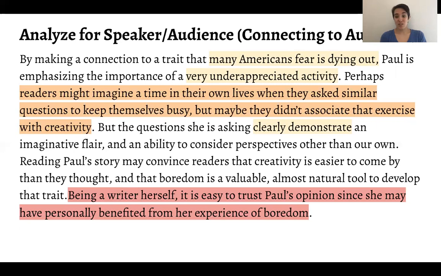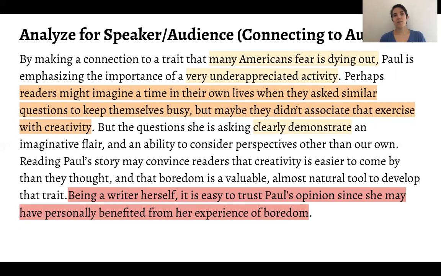It's very underappreciated. And then I'm really kind of thinking about what the reader's experience might be in my next sentence. That's why I've highlighted it orange. Perhaps readers might imagine a time in their own lives when they asked similar questions to keep themselves busy, but maybe they didn't associate that exercise with creativity.